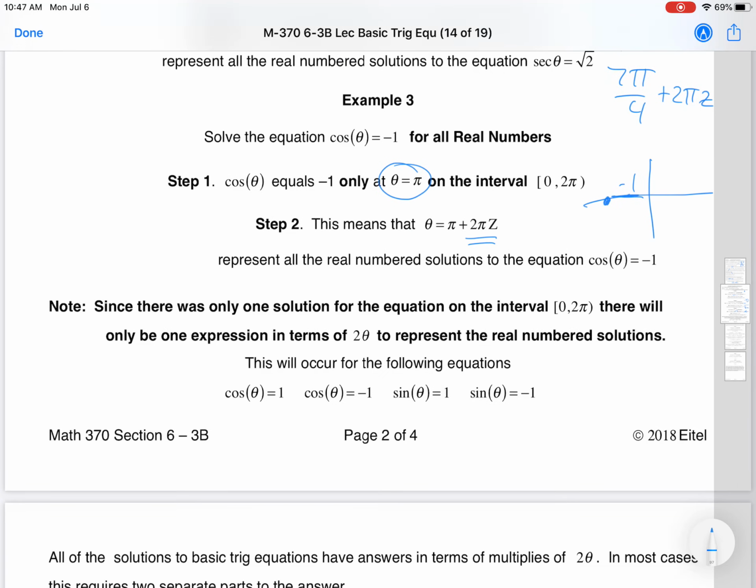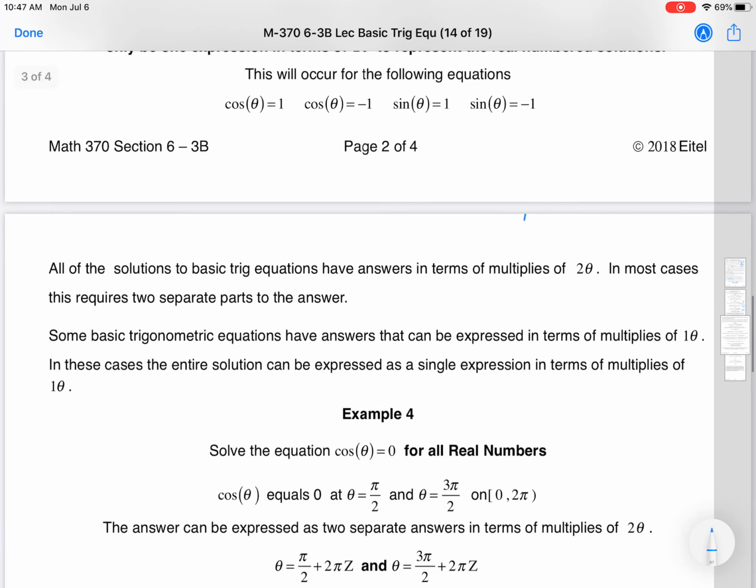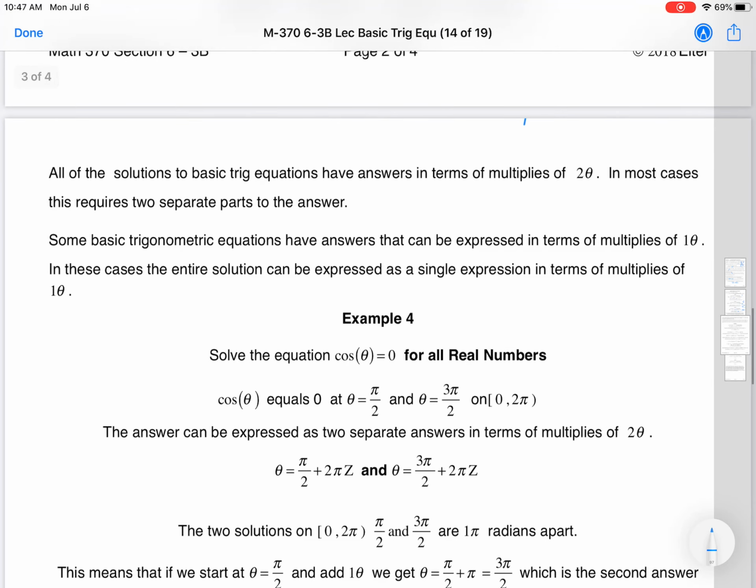Since there was only one solution for the equation on the interval 0 to 2 pi, there will only be one expression in terms of 2 pi to represent the solutions. This will occur for any time the sine or cosine is equal to plus or minus 1. So you can park that in your memory as a pattern that's absolutely true. All the solutions to the basic trig answers have answers in terms of multiples of 2 pi.